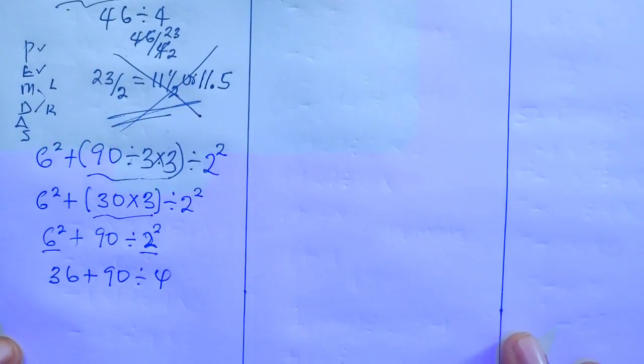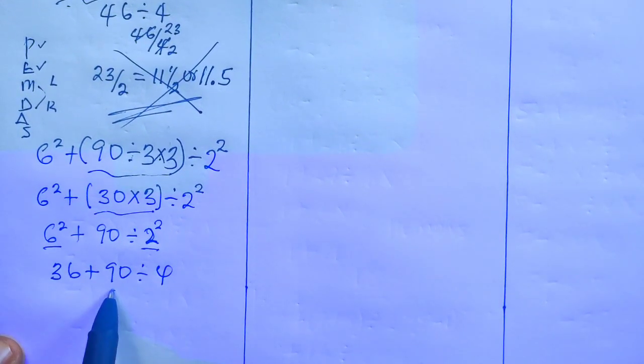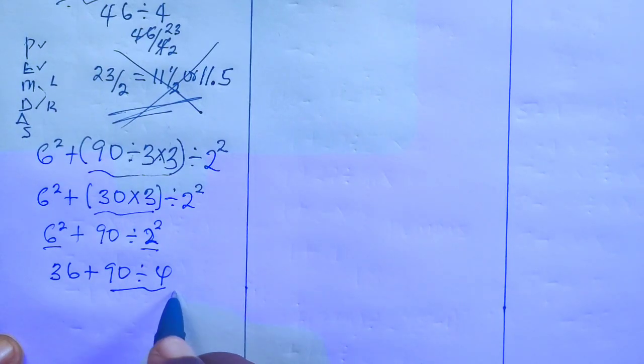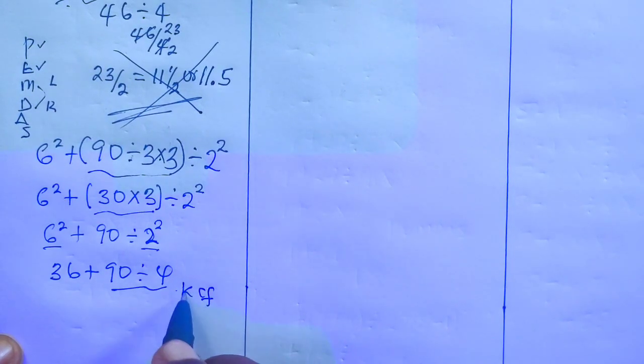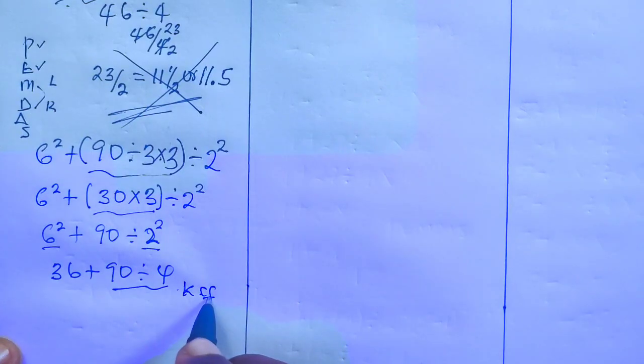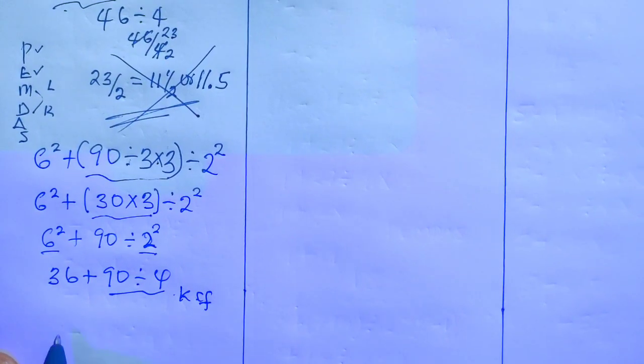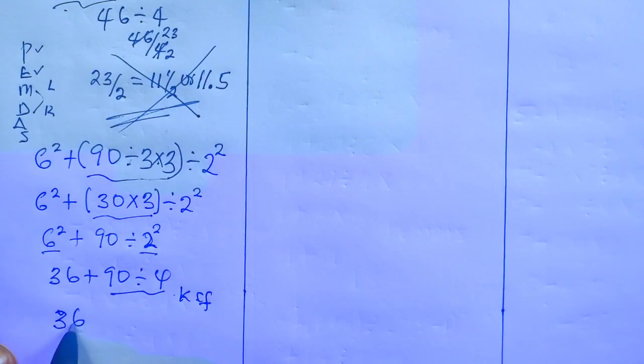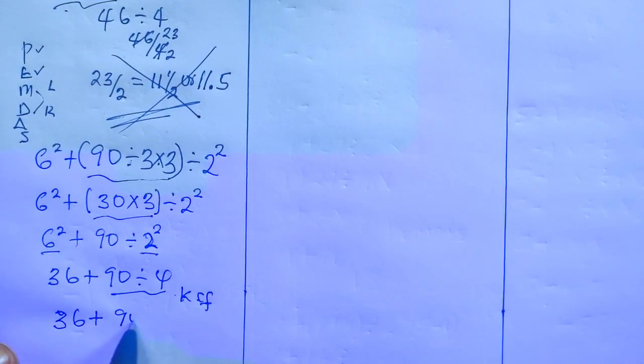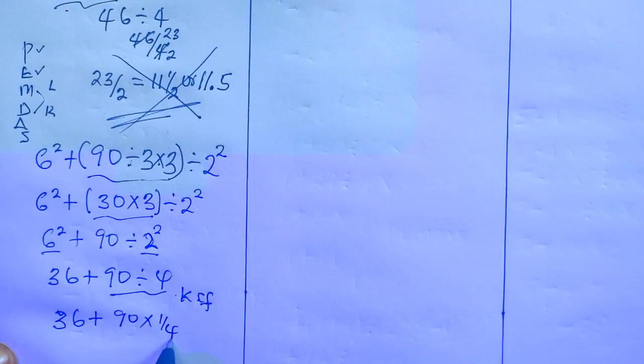And next, we are going to consider division here, because division is of higher priority than addition. And right here, I'm going to apply KCF. Here K means keep, C means change, and F means flip. This simply implies I'm going to keep this first value, which is 90, and change it into multiplication and flip 4. Therefore, we are going to have 36 plus 90 multiplied by 1 over 4.